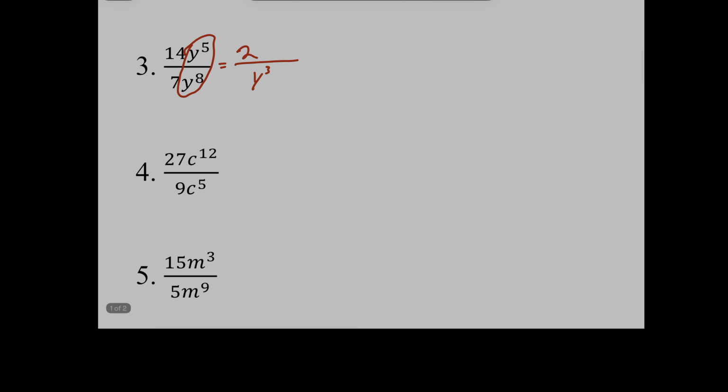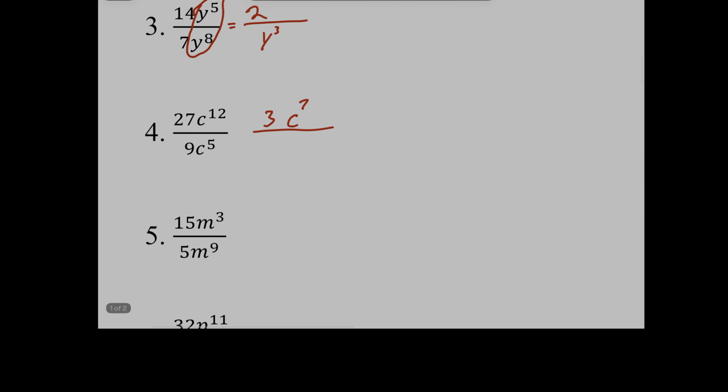Okay, 27 divided by 9. That's just going to become a 3. Now, if that was 9 over 27, you would put the 3 on the bottom because it's like reducing a fraction. Now I have 12 C's on top, 5 C's on bottom, which is going to leave me with 7 C's on top because I subtract them.